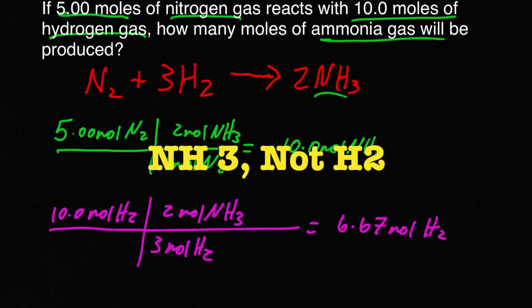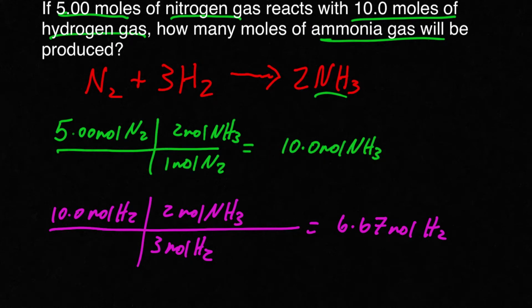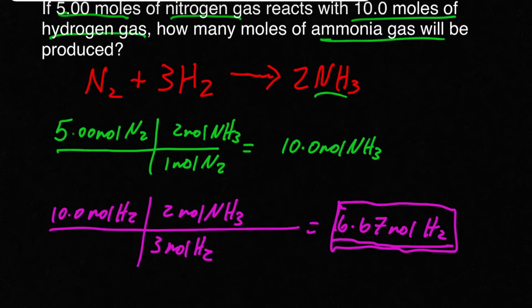So what we have here is two amounts, right? We have 10 moles of ammonia that could be produced by the 5 moles of nitrogen, but we have 6.67 moles that would be produced by our 10 moles of hydrogen. That 6.67 is smaller. The hydrogen is able to produce less. Once we make 6.67 moles, oh, sorry, I labeled this incorrectly. This should be labeled moles of NH3, ammonia. Once we make this 6.67 moles of ammonia, though, the reaction will stop.